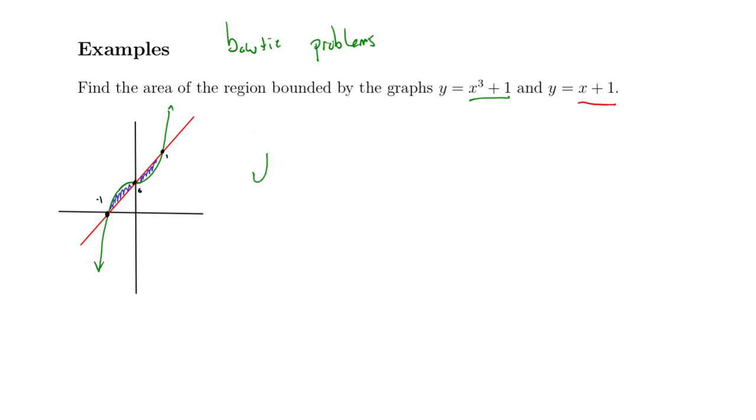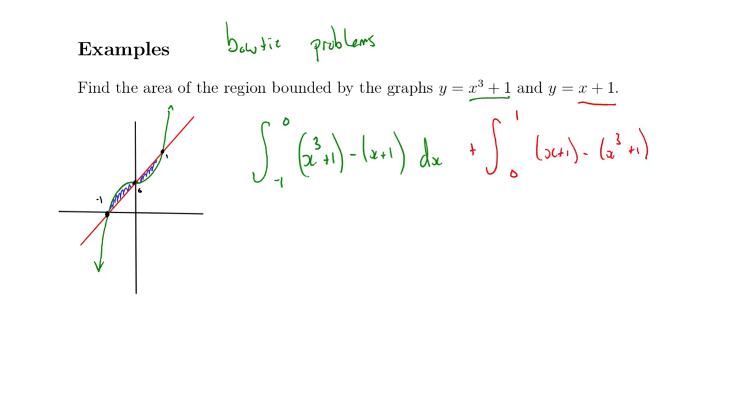So the first region will go from negative 1 to 0 of our top function x cubed plus 1 minus x plus 1. This is the region with green on top. And then we'll also look at this region from 0 to 1 where x plus 1 is the top function now and x cubed plus 1 is the bottom function.